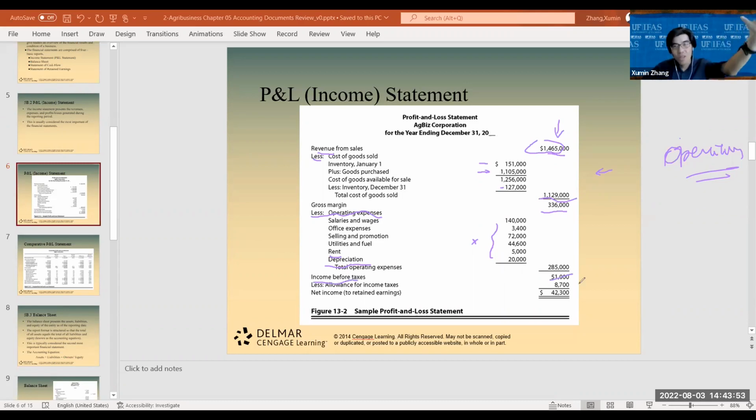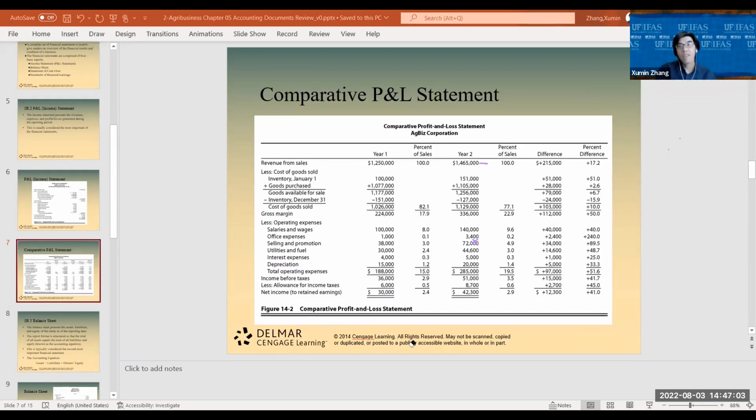Income before tax, all right? You do the calculation. We have this gross margin, and then you minus the expense. And then you get to this, which we call income before tax. Actually, we call this EBIT, earning before income tax. The next step is to set aside the income tax, because we haven't paid the tax yet. So this is the allowance. The final result is the net income, or earning after income tax. This net income will go to the retained earning.